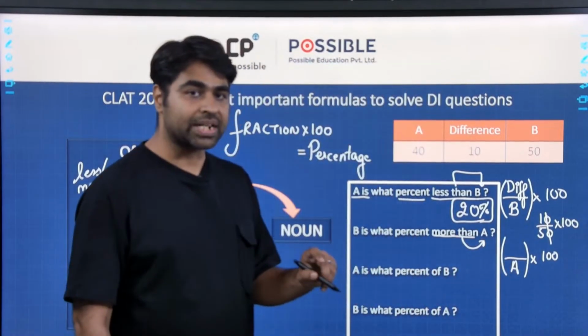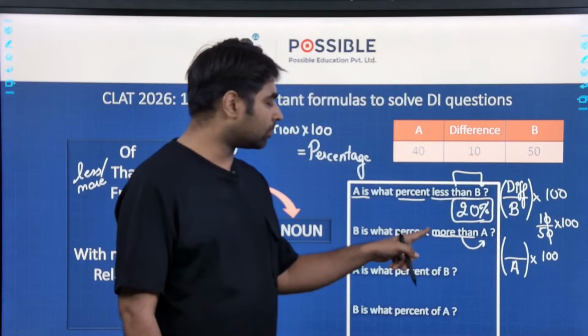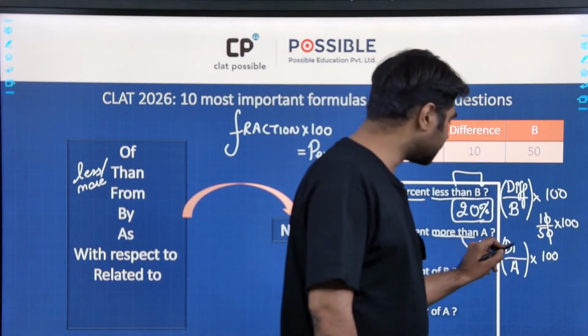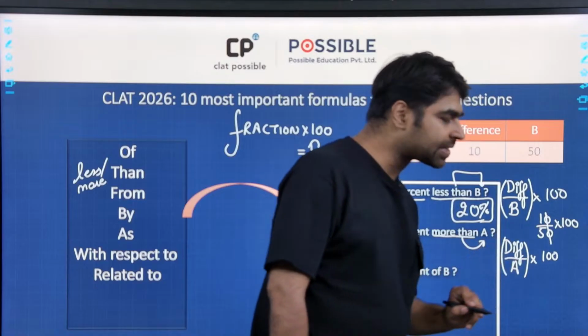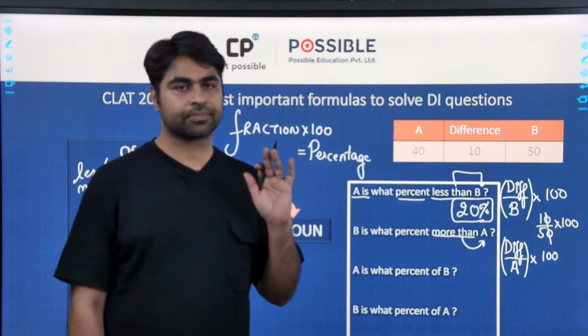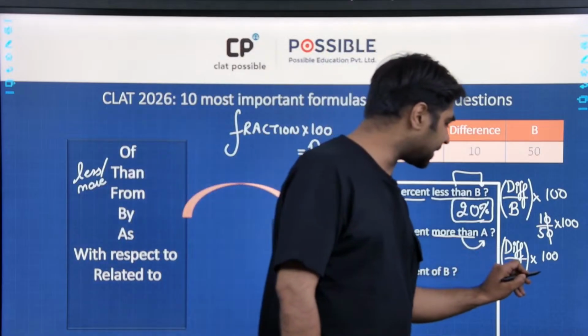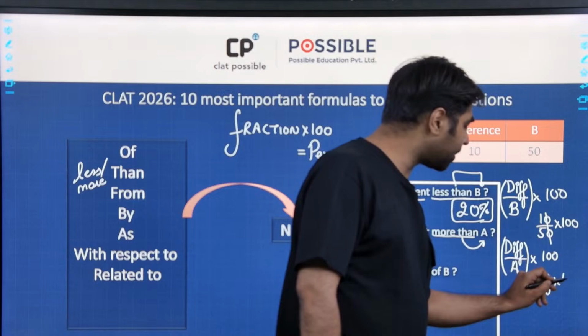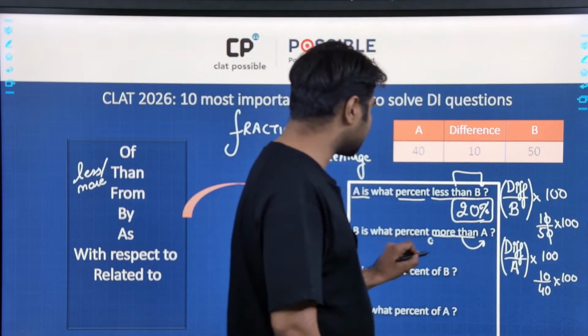And now what is A being compared to? "More than" or "less than" means the difference value. We'll keep the difference in the numerator. So the difference upon A into 100 will become my answer. What is the difference value? It is 10. What is A, guys? It is 40. So the answer will not be 20%, it will be 25%.